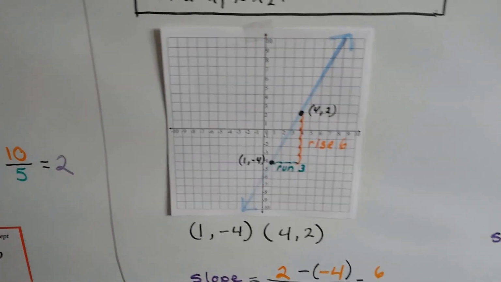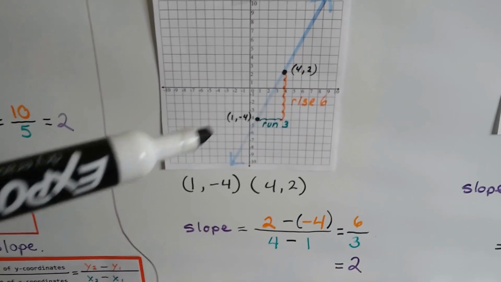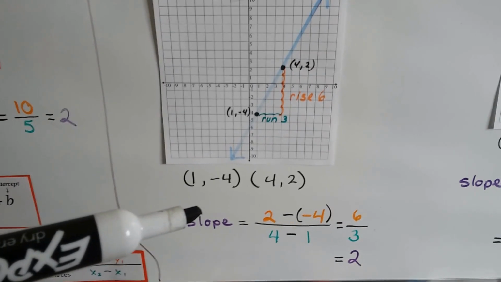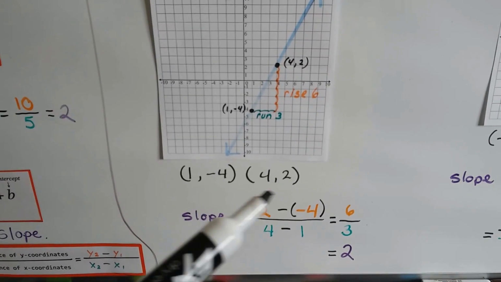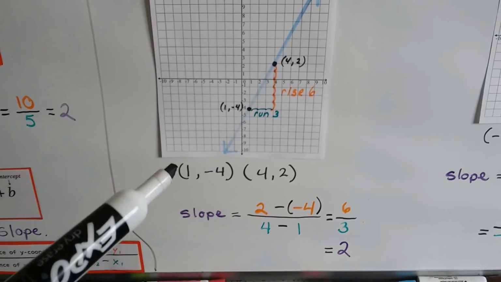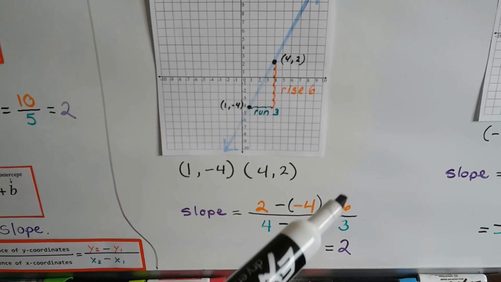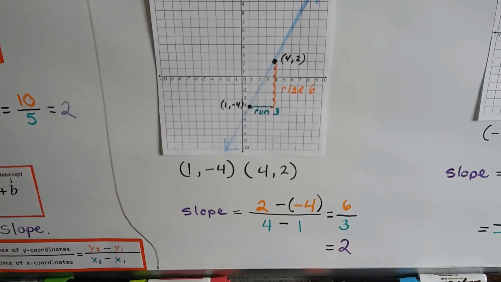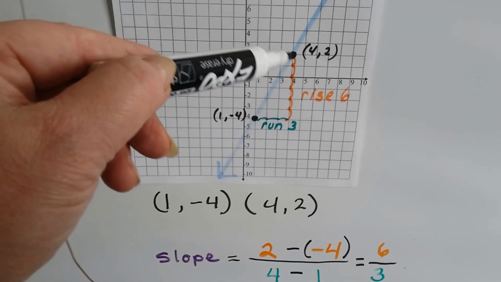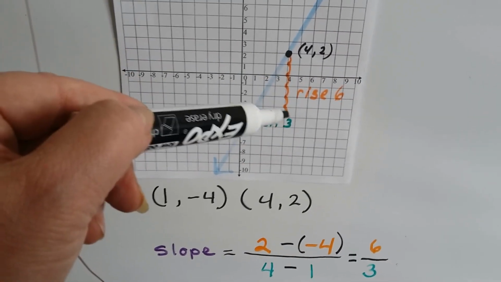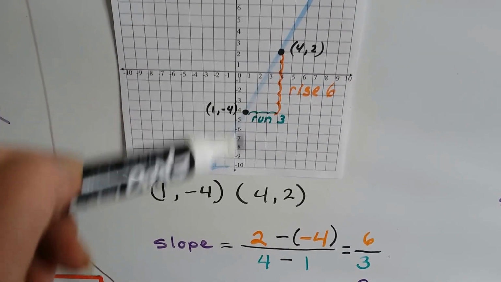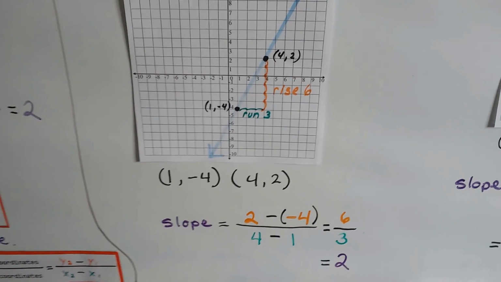So to find the slope of this line, we plug in the values of y2 minus y1 over x2 minus x1. See, here's y2 minus y1. So we got 2 minus 4, and we got 4 minus 1. We do the math, and we get 6 over 3, 6 divided by 3, which is a 2. So this one has a slope of 2. And you know what? We could just count it also between these points. The rise is 6. 1, 2, 3, 4, 5, 6. The run is a 3. 1, 2, 3. 6 divided by 3 is 2.